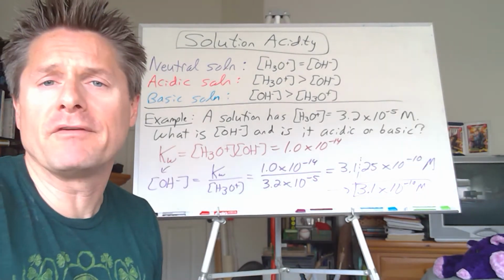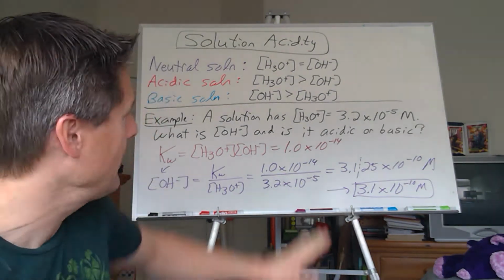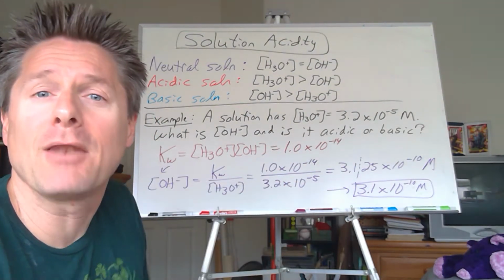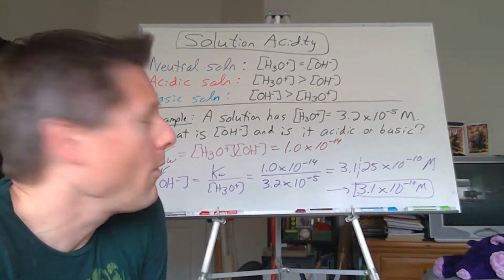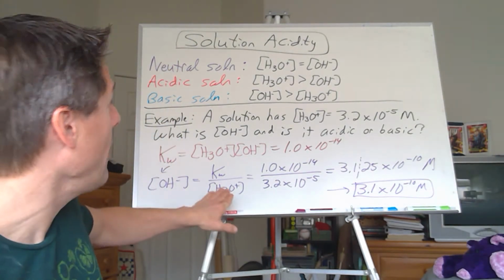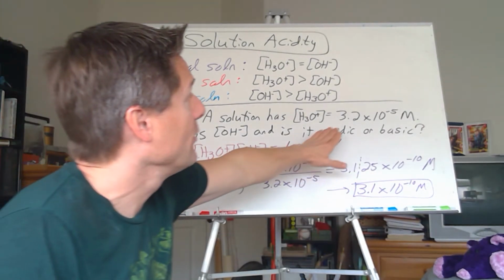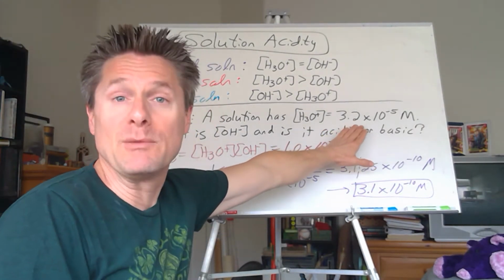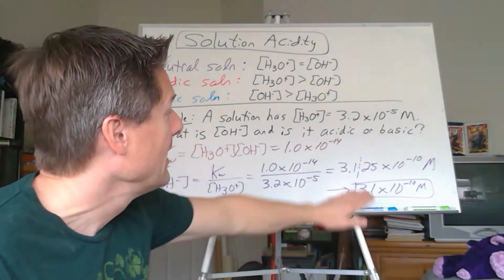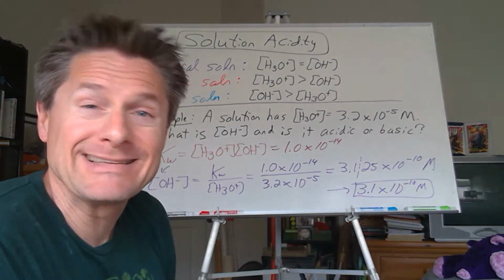Very easy to solve. If you know OH minus, you've got hydronium ion. If you've got hydronium ion, you've got OH minus, because you always know the autoionization equilibrium expression of water and its value, the Kw value. So very simple. Now let's finish the question. Is it acidic or basic? So we know the two values. I know the hydronium ion concentration is 3.2 times 10 to the minus 5th molar. I know the hydroxide ion concentration is 3.1 times 10 to the minus 10th molar.